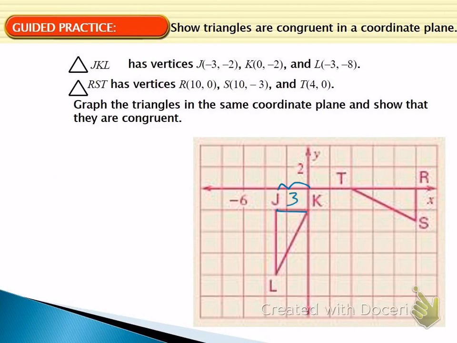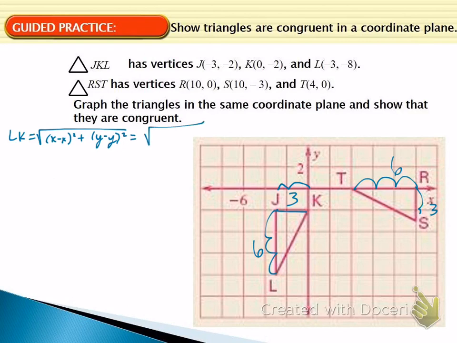For JL, we'd have to go down 2, 4, 6. For RS, we need to go down 2 plus 1, which is 3. And then go 2, 4, 6, so RT is 6. Now for KL and TS, they're not vertical or horizontal, so we are going to have to use the distance formula. So LK, distance formula, which says subtract the x's and square that, subtract the y's and square that, and then add those and square root everything.